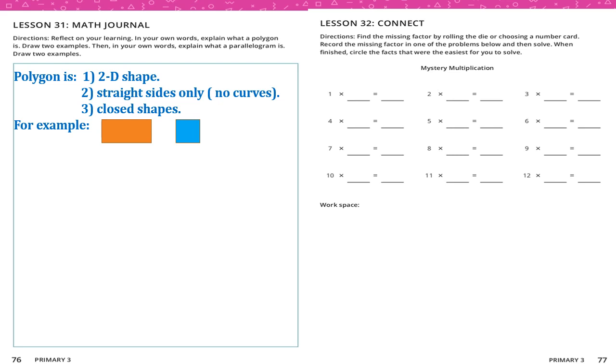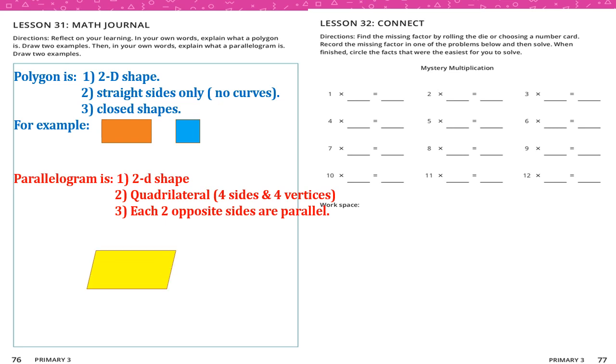And let's explain parallelogram. Parallelogram is 2D shape, which is quadrilateral. It means it has 4 sides and 4 vertices. We said quadrilateral means 4 sides and 4 vertices, and each two opposite sides are parallel and equal.